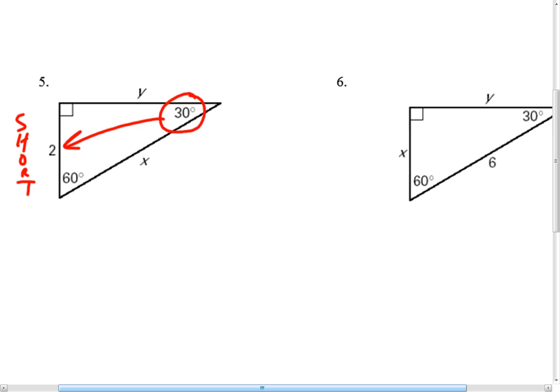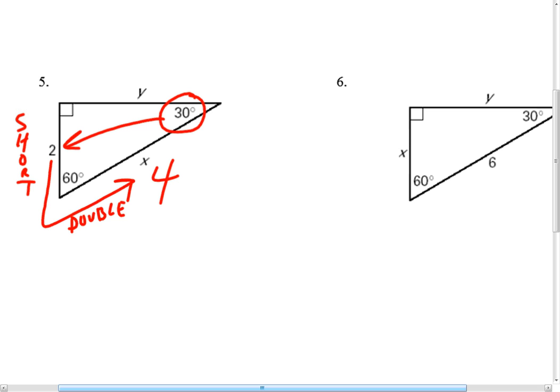Everything hinges on the short side. If you've got the short side, it's usually a pretty simple problem. If you've got the short side and it's a whole number, then it's a super easy problem. Because what do I do with that short side if I want the hypotenuse? Double it.